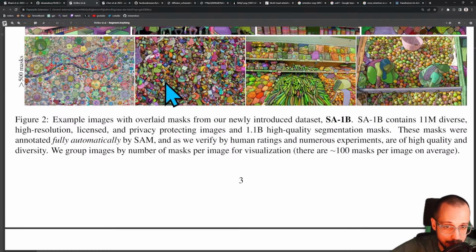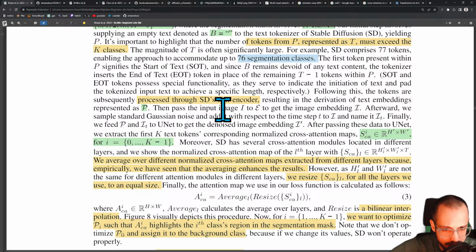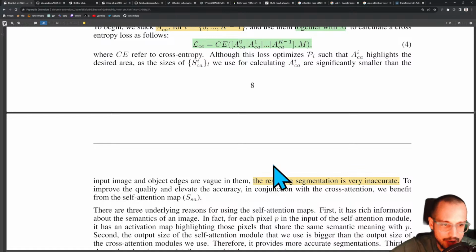You have to basically do a bunch of tricks and see which tricks improve. So you can see how they're starting to accumulate tricks here, right? So they have the trick of resizing. They have the trick of averaging all the attention maps, cross attention maps. And now they have to do the trick of, okay, we actually need to run a little bit of optimization here, push a little bit of gradients in order to finally get a segmentation that is clean enough to publish in a paper. To improve the quality, evaluate the accuracy. In conjunction with the cross-attention, we benefit from the self-attention map, SA.